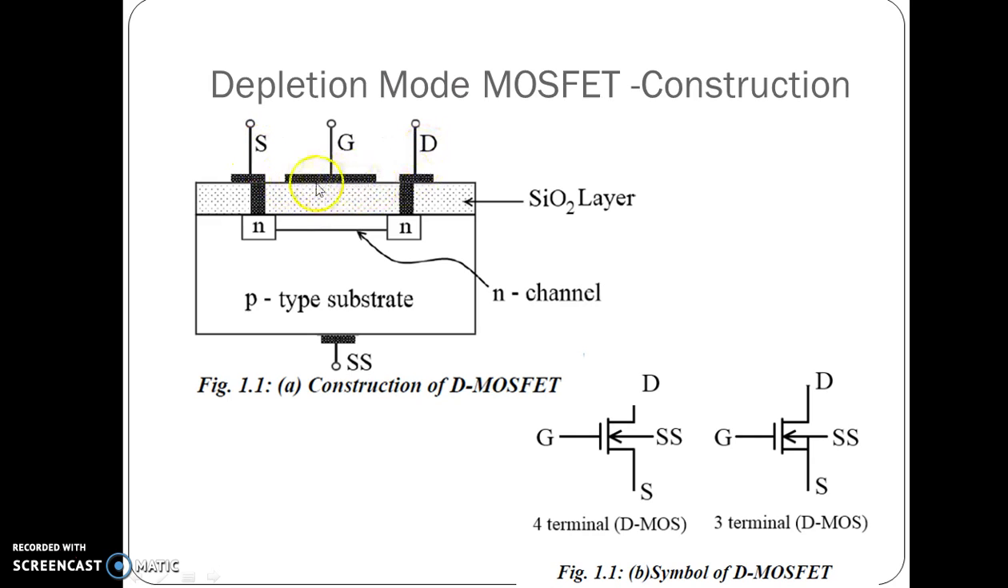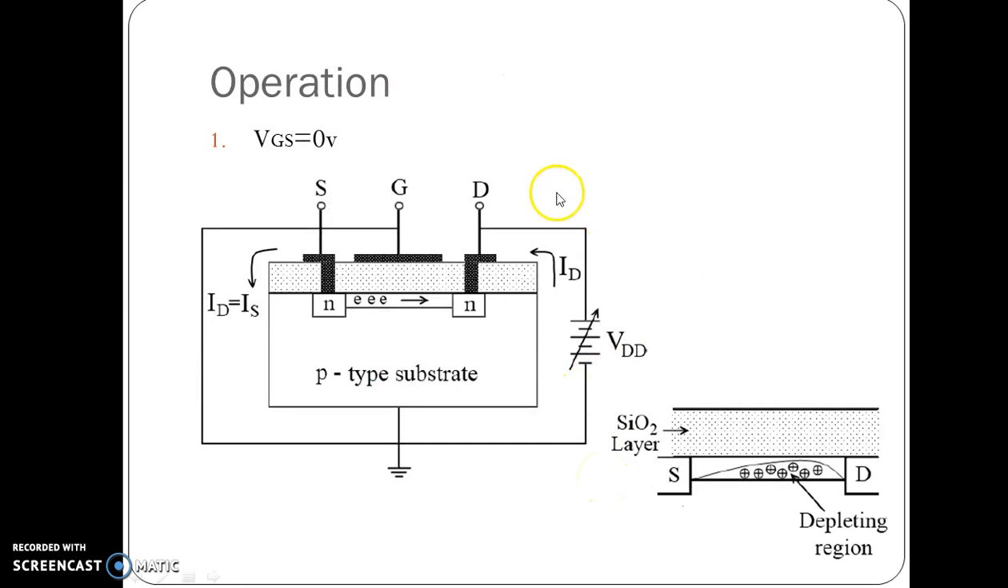Similarly, the aluminum contact is deposited to form the gate terminal, and from this P substrate another terminal is taken out, that is the substrate terminal. The symbol of 4-terminal DMOSFET is represented like this and 3-terminal MOSFET is represented like this. This arrow indicates the N channel. For P channel, the direction of the arrow is opposite. Here, since the gate terminal and N channel are insulated, that insulation or separation is represented by this gap in the symbol.